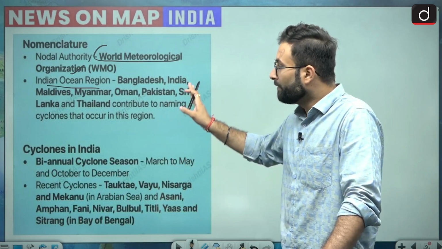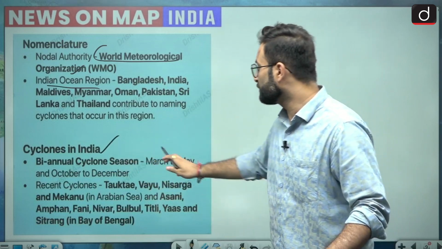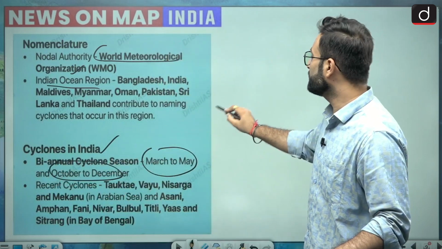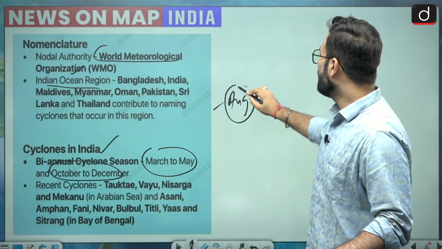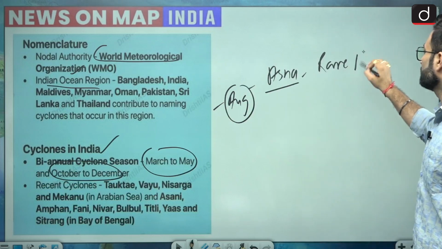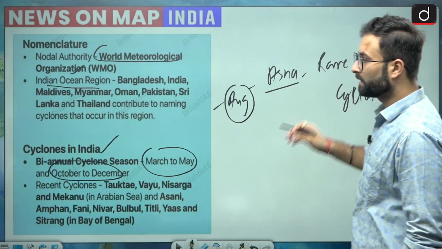Then, cyclones in India: as I told you, there are two seasons of the cyclone. One is March to May, and the second is October to December. We do not see any cyclone in August, and that is why Asna is basically a rare August cyclone. That is why it becomes even more important for you to keep a tab on it.